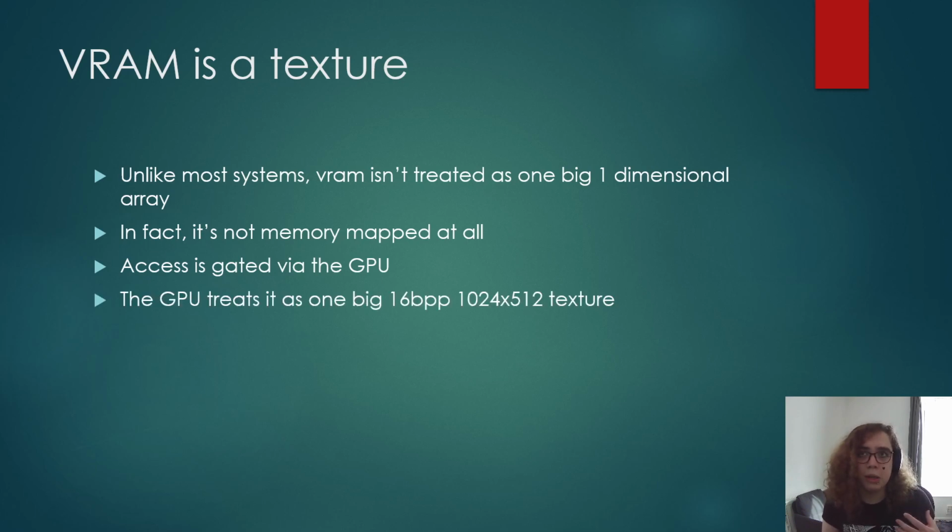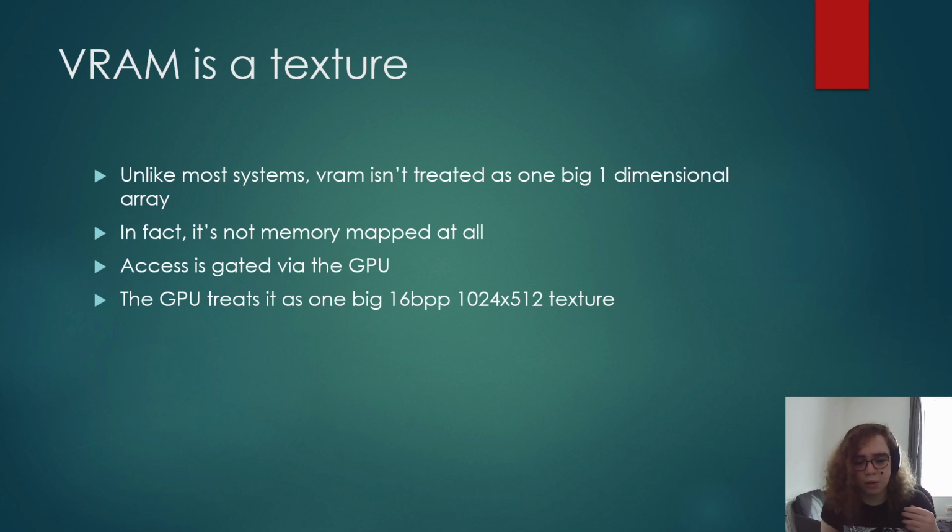And if you think about the GPU, it's only ever dealing with textures, right? It deals with the textures that you give it and frame buffers. But fundamentally, all of these are still textures. And so the GPU decides it's going to treat it as one big texture, a 16-bit per pixel, 1024 by 512 texture. This is something you have to get an understanding for, because any textures that you want are actually just a slice of this big texture.